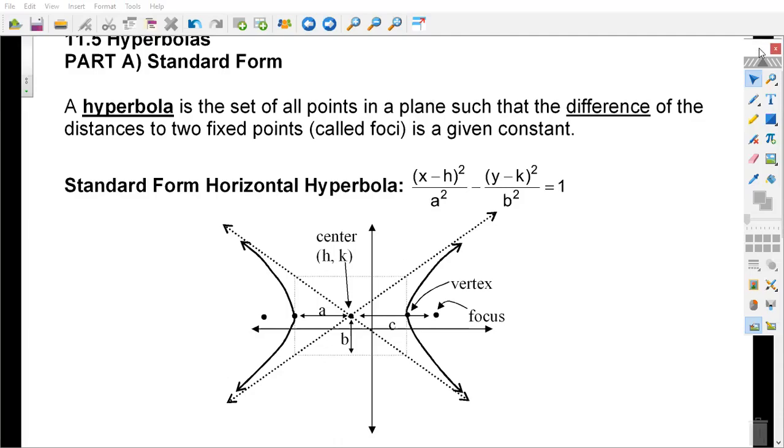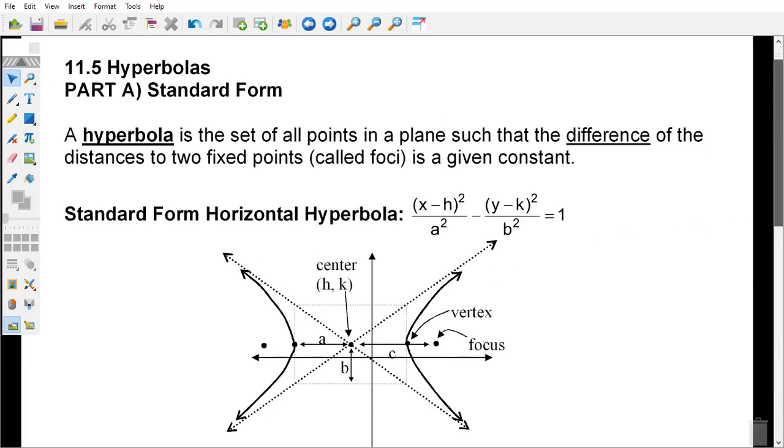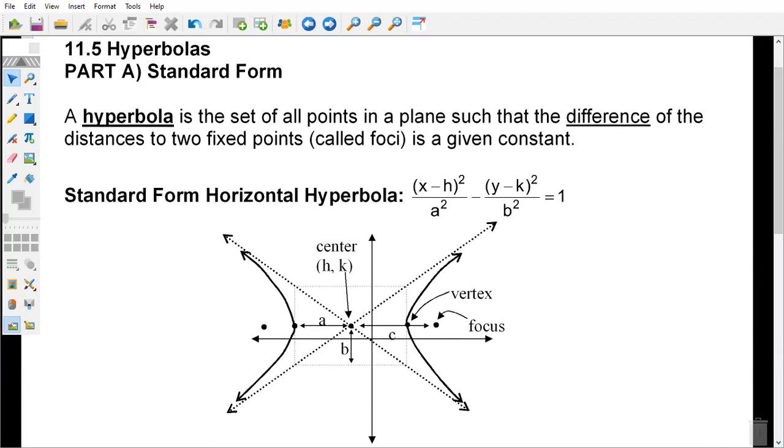So we are on our last conic section, hyperbolas. A hyperbola is the set of all points in a plane such that the difference (yesterday we talked about the ellipse, and the ellipse was the sum) of the distance to two fixed points called foci is a given constant. So the graph looks like the 1 over x curve. Similar, but it's not a function, it's a conic, so it has asymptotes.